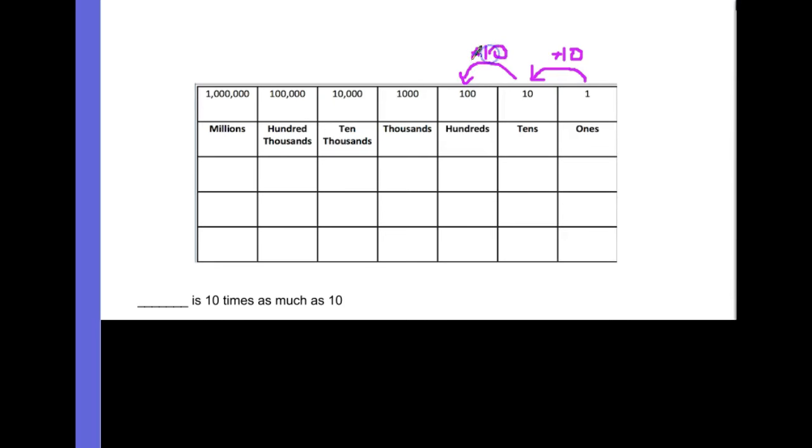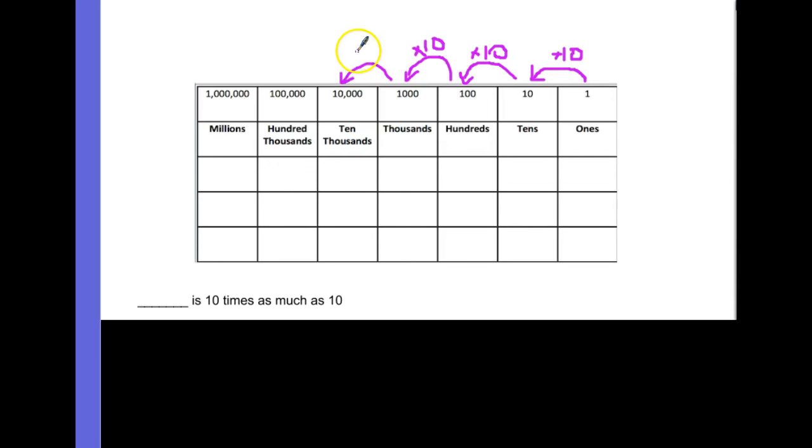Now how do I get to the thousands place? Well, I do the exact same thing. I multiply times 10. And we can go even a step further than we went before. Would it work if I multiplied 1,000 times 10 again? Would that be 10,000? Yes, it would be.